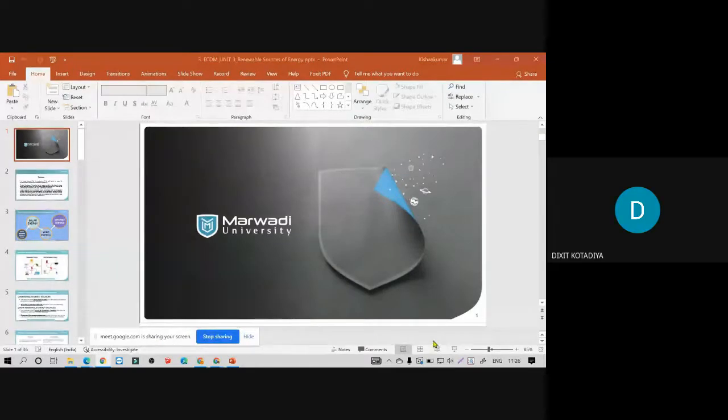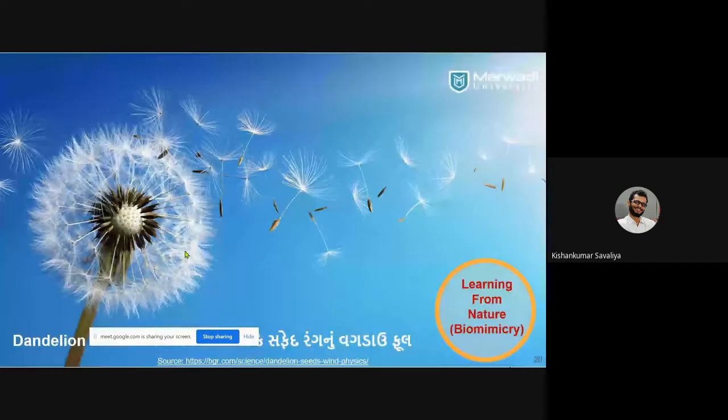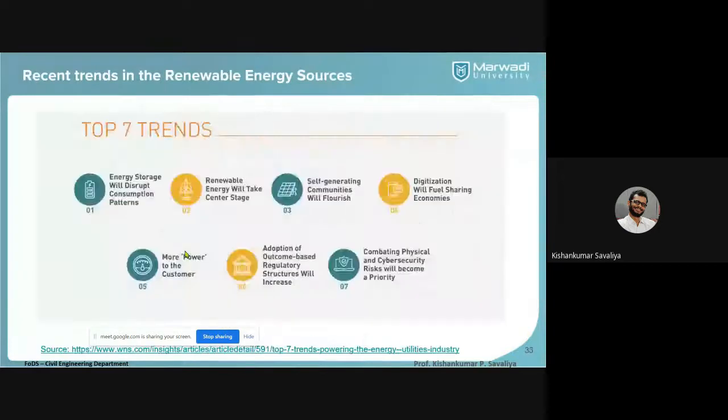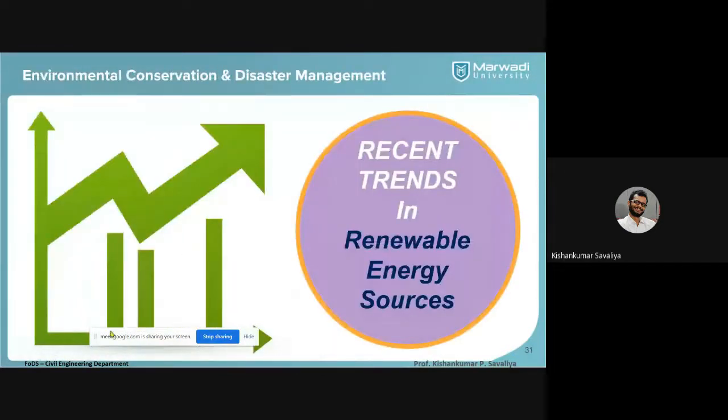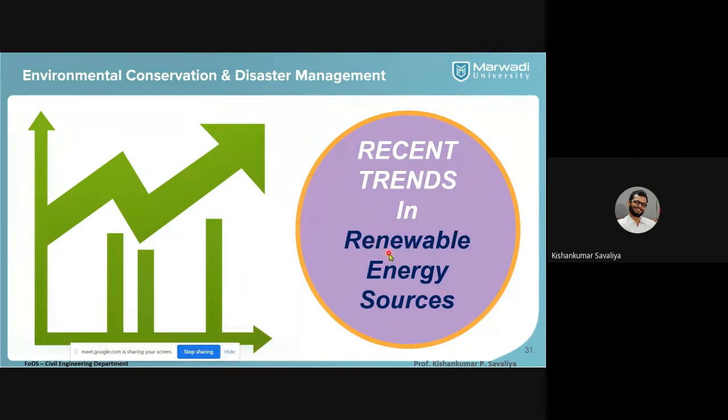Okay, fine. What we want to cover in this session is a very interesting topic. Here you can see on your screen the recent trends in the current market with respect to renewable energy sources. These are the points that we want to cover in today's session, and this is the last topic of the ECDM subject. Here you can see lots of graphs, which are a representation of recent trends. So let us see what the recent trends are.